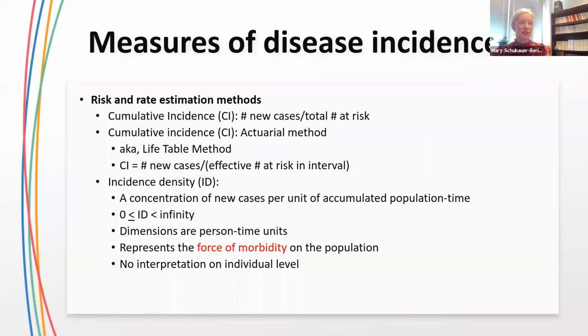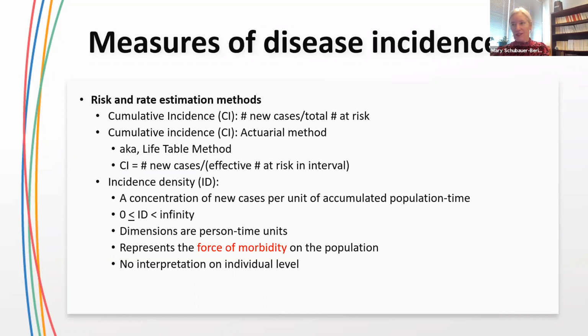The most common measures of disease incidence that are used in cohort studies are measures of risks and measures of rates. So one common measure is the cumulative incidence, which is the number of new cases divided by the total number at risk. Now, this can be calculated in a number of different ways, and one of these is called the actuarial method, which takes into account the fact that not everyone is being followed for the same amount of time. So this method allows you to calculate as your denominator the effective number who are at risk at the given time interval. So it's an adjusted method.